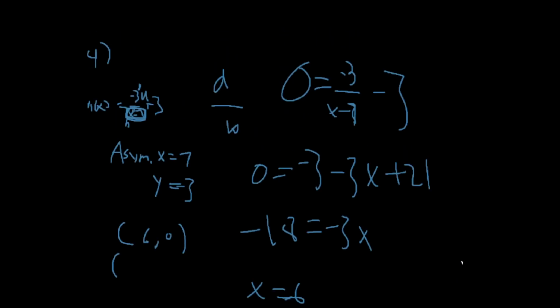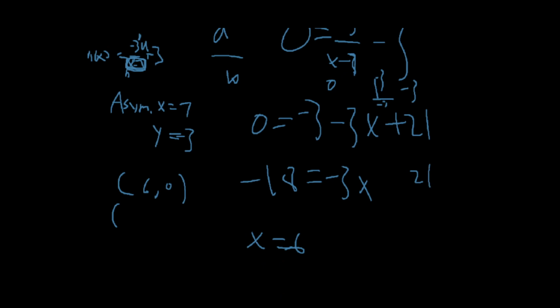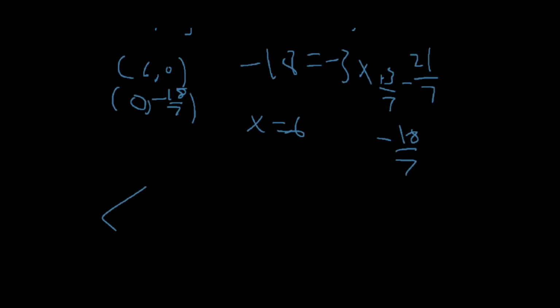And for y-intercept, put in 0. So, that's negative 3 over negative 7, so that's cancelled. And then minus 3, so that's 21 over 7 minus 3 over 7, yeah. And so that's negative 18 over 7. So it's 0, negative 18 over 7. And graph that.